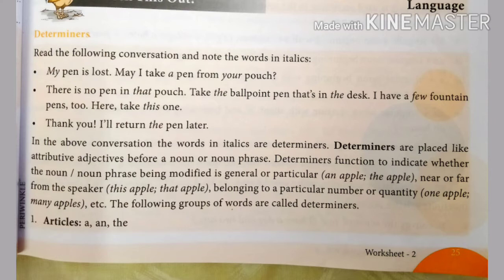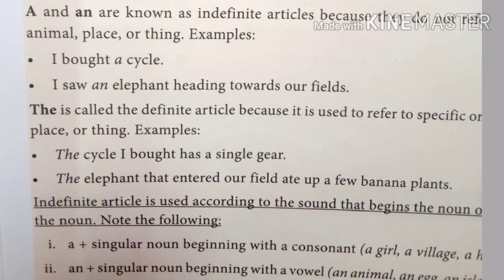The following groups of words are called determiners. Articles a and the. They are called determiners in English. And demonstrative adjectives, this, that, these, those. They are called demonstrative adjectives in English. My, your, her, his, its, our, their. They are called possessive adjectives. And we can see what quantitative adjectives are. Little, much, some, no, any, half, enough. They are called quantitative adjectives.